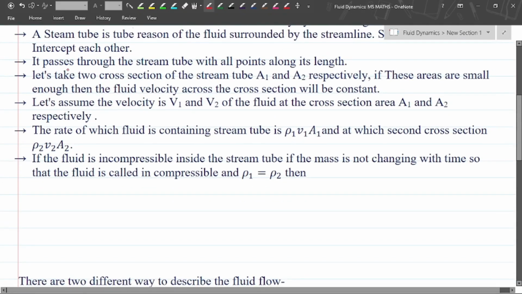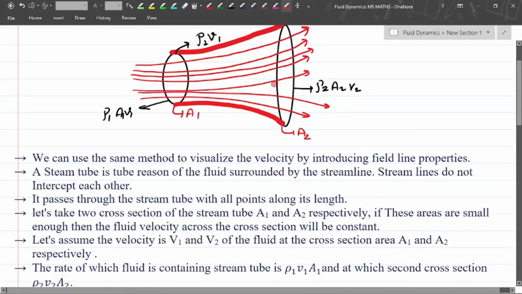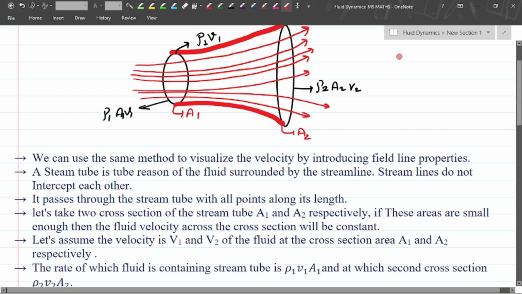Now next, let's take two cross sections of the stream tube, that is A1 and A2. I have discussed already, if these areas are small enough, the fluid velocity across the cross section will be constant. Basically, these areas are small. Like in the fluid concept, if the area through which the fluid is passing is small, then velocity will increase. Like if there is a big area, it is like a big hole in a pipe, or you can say.